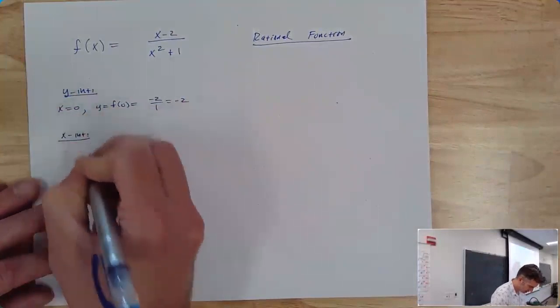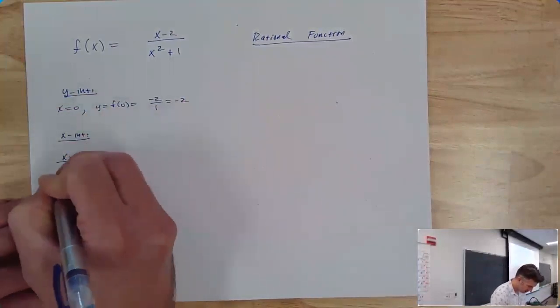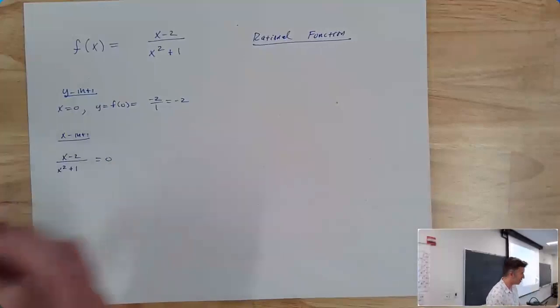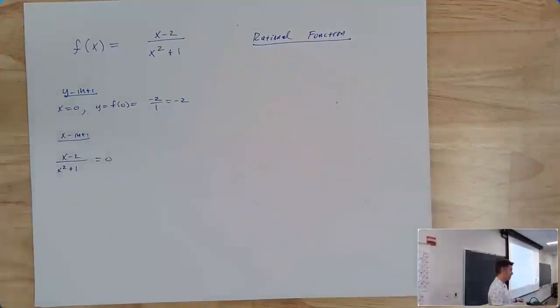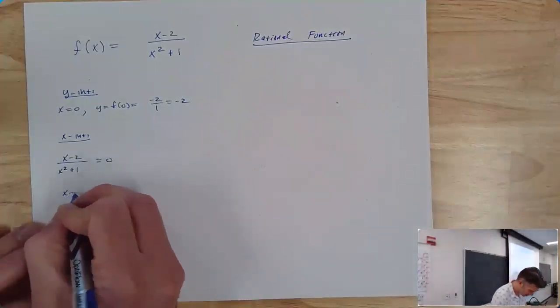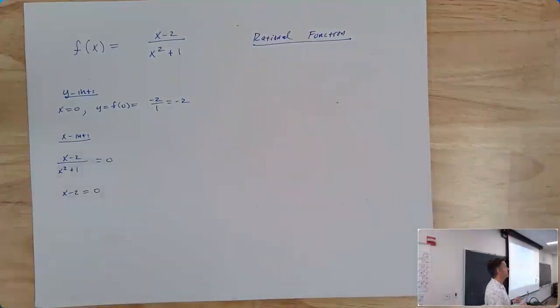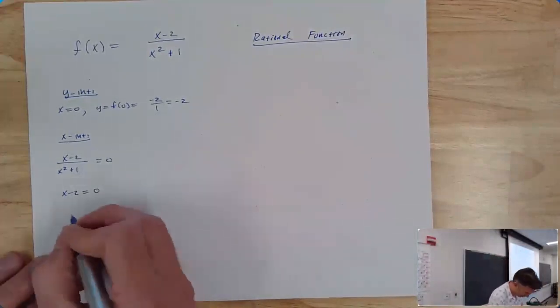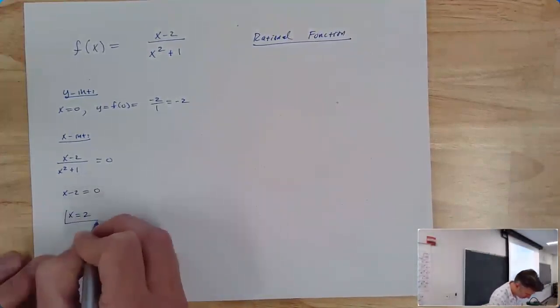X-intercepts, set the whole thing equal to 0. And the nice thing about setting a fraction equal to 0 is you really only have to set the top equal to 0, because for a fraction to equal 0, you need 0 divided by not 0. So really we're setting x minus 2 equals 0. You could also rationalize this to yourself by multiplying both sides by the denominator, you get x minus 2 on the left, you still get 0 on the right, because 0 times anything is 0. And then we end up getting x equal to 2.